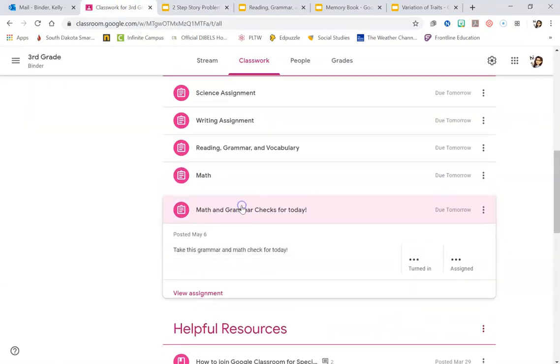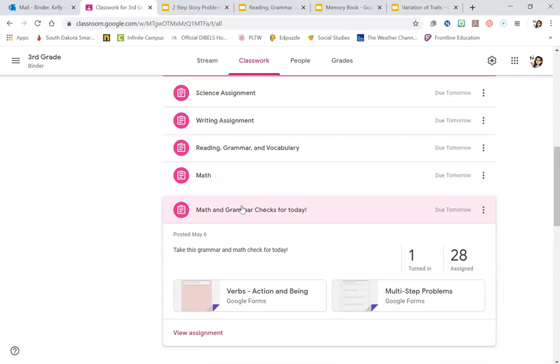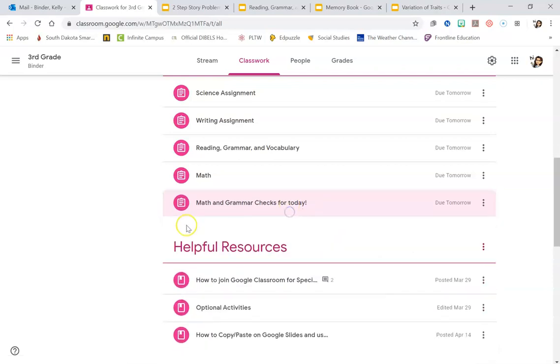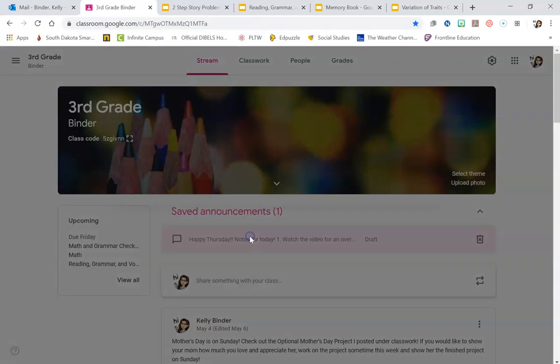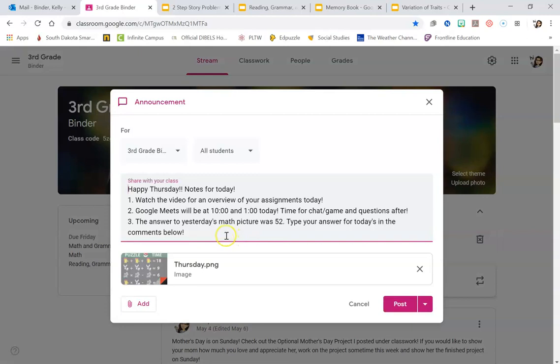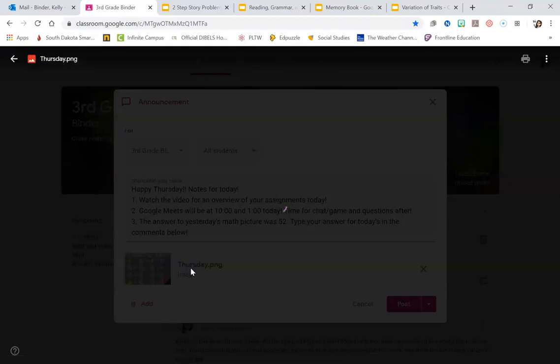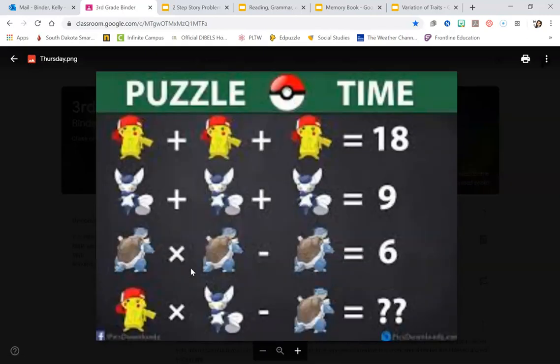And then yesterday you should have done the quick math and grammar checks. If you did not do the verb check and the multi-step problem check yesterday, do that today sometime, please. All right, Google Meets will be at 10 o'clock and 1 o'clock today. And then the answer to yesterday's math picture was 52. So go ahead and look at the math picture for today and see if you can solve it and type your answer in.